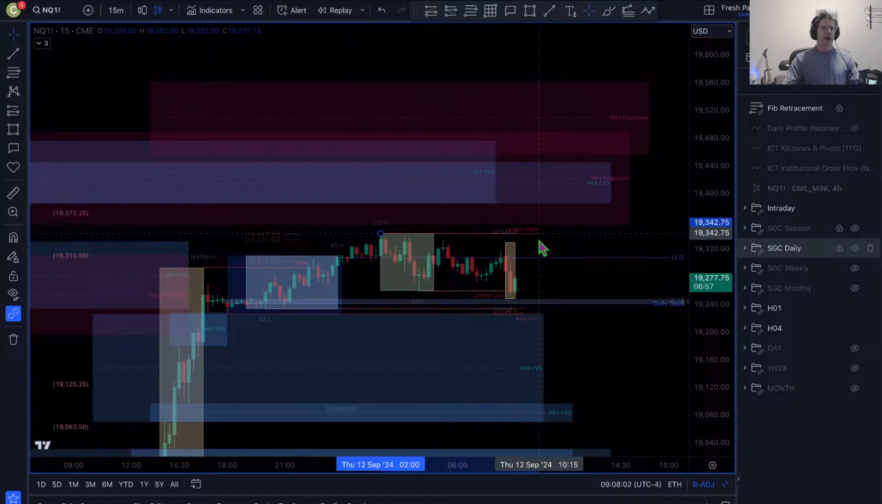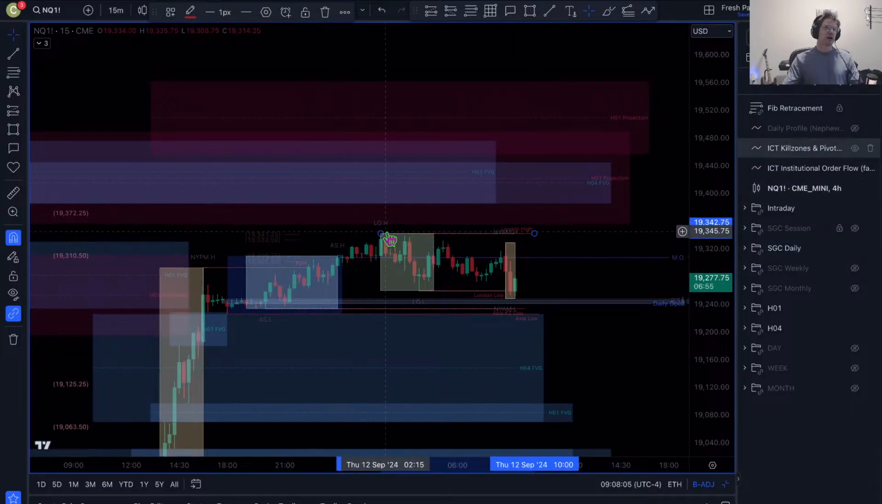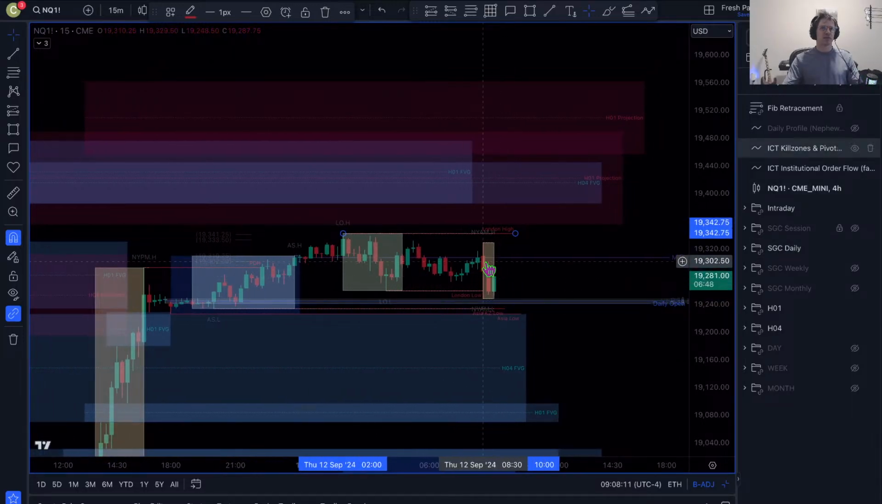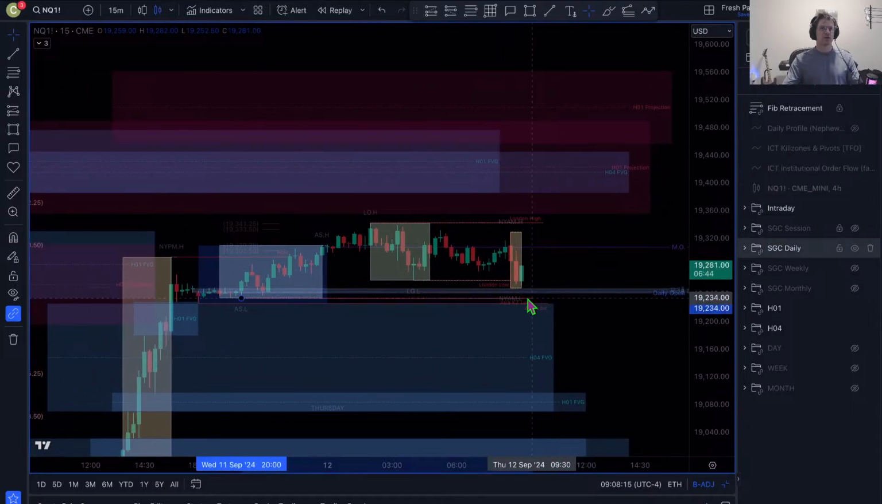So on the daily, we've had London manipulate the highs and then push us down. Now we've reached London lows, but that's after grabbing some liquidity, buy side liquidity. So the continuation could be down. We're in a sort of tight range here.